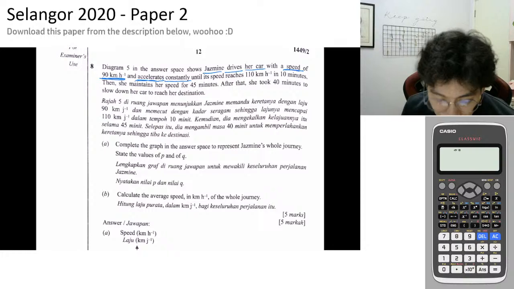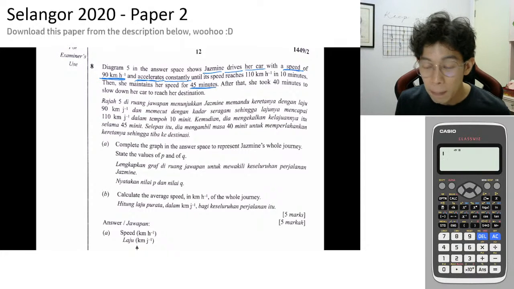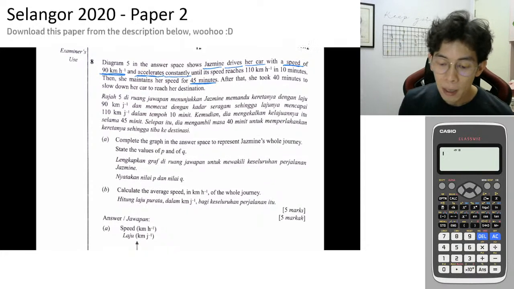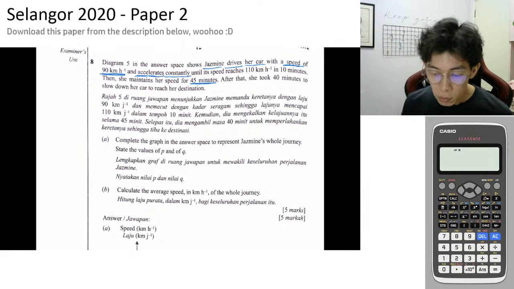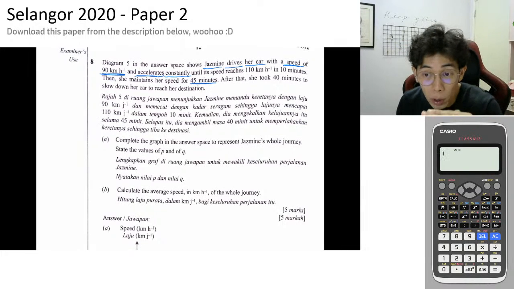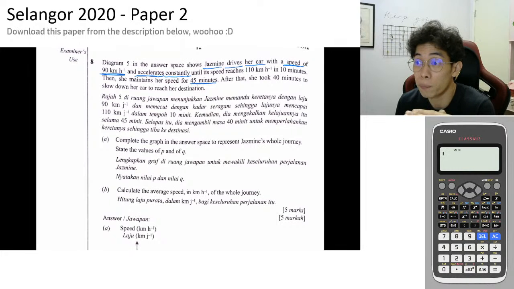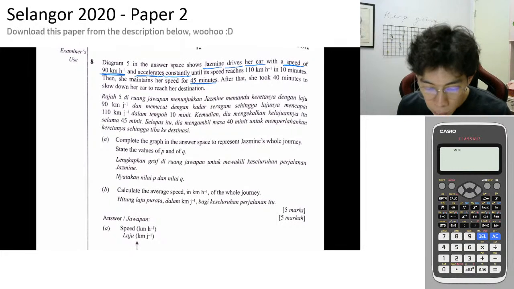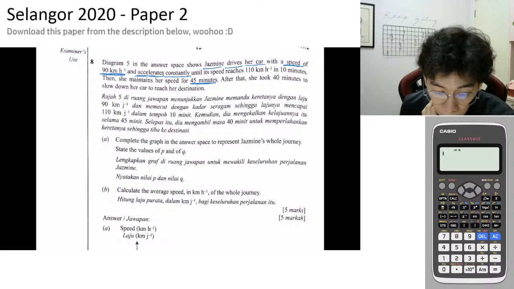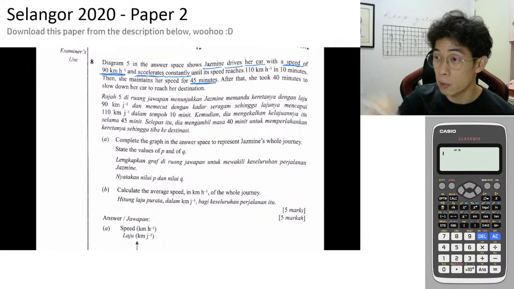Then she maintains her speed for 45 minutes, everyone. 45 minutes. After that, she took 40 minutes to slow down. Slow down means decelerate already, you know. Slow down the car to reach her destination. Reach destination means stop already.